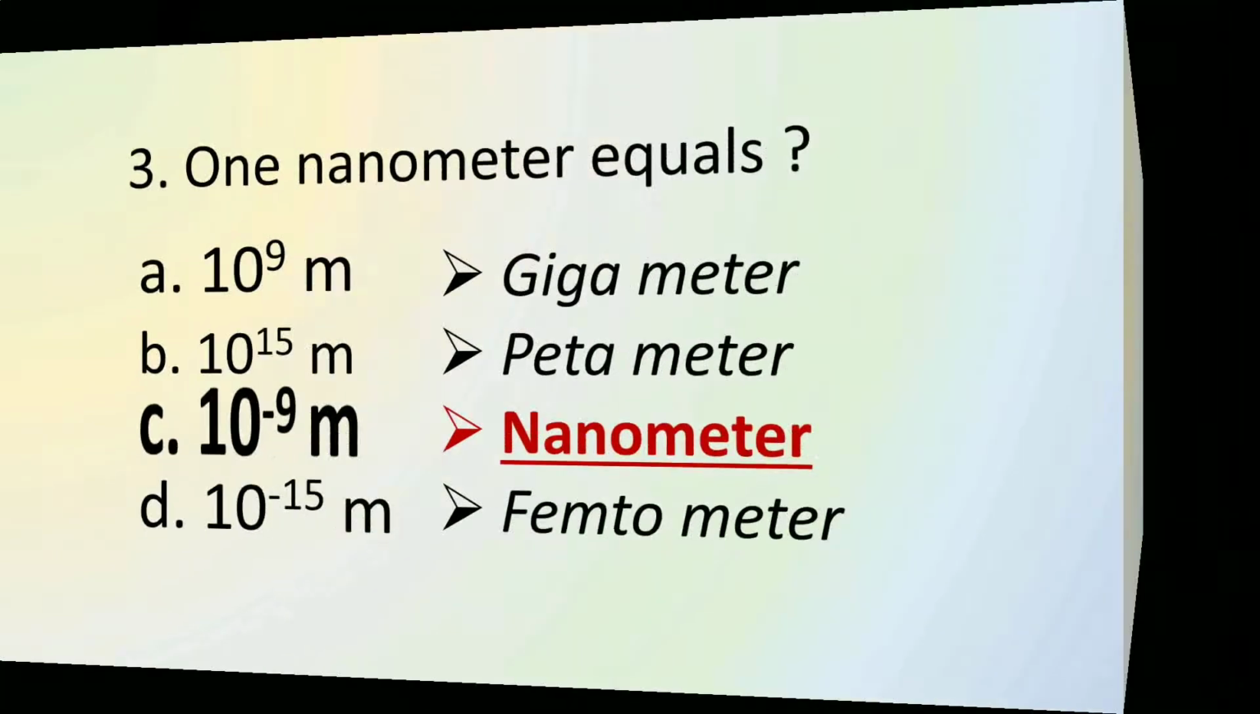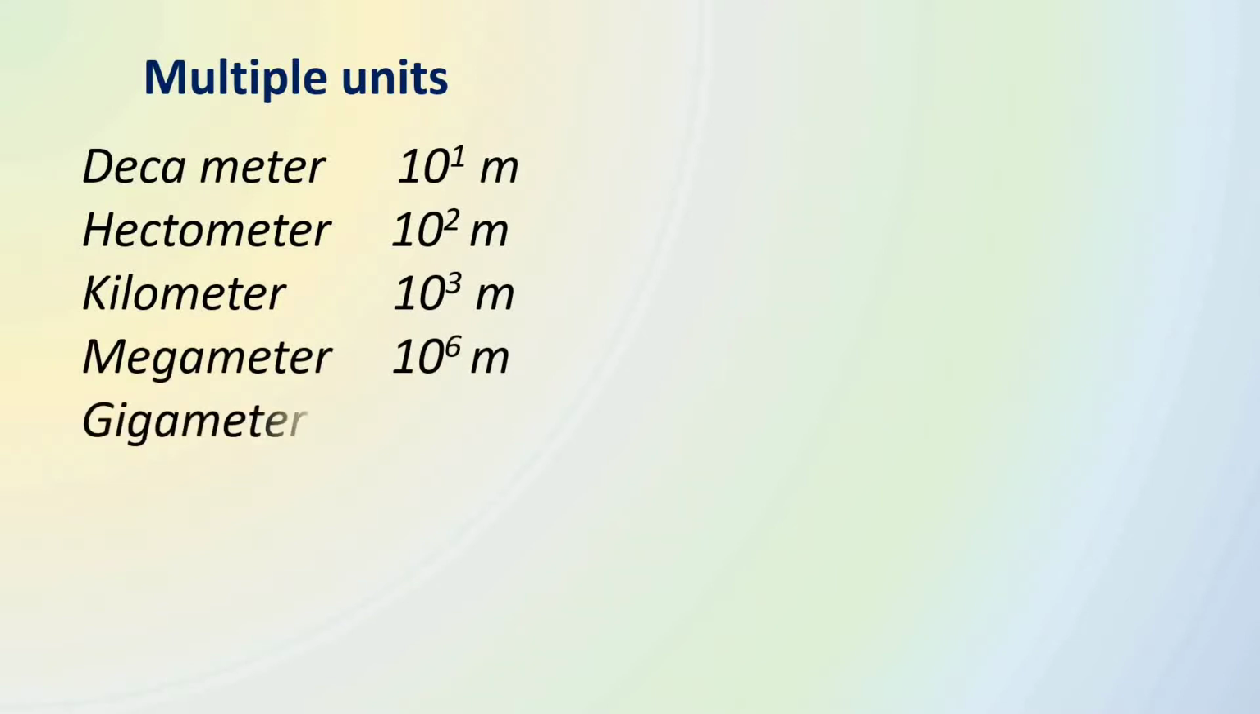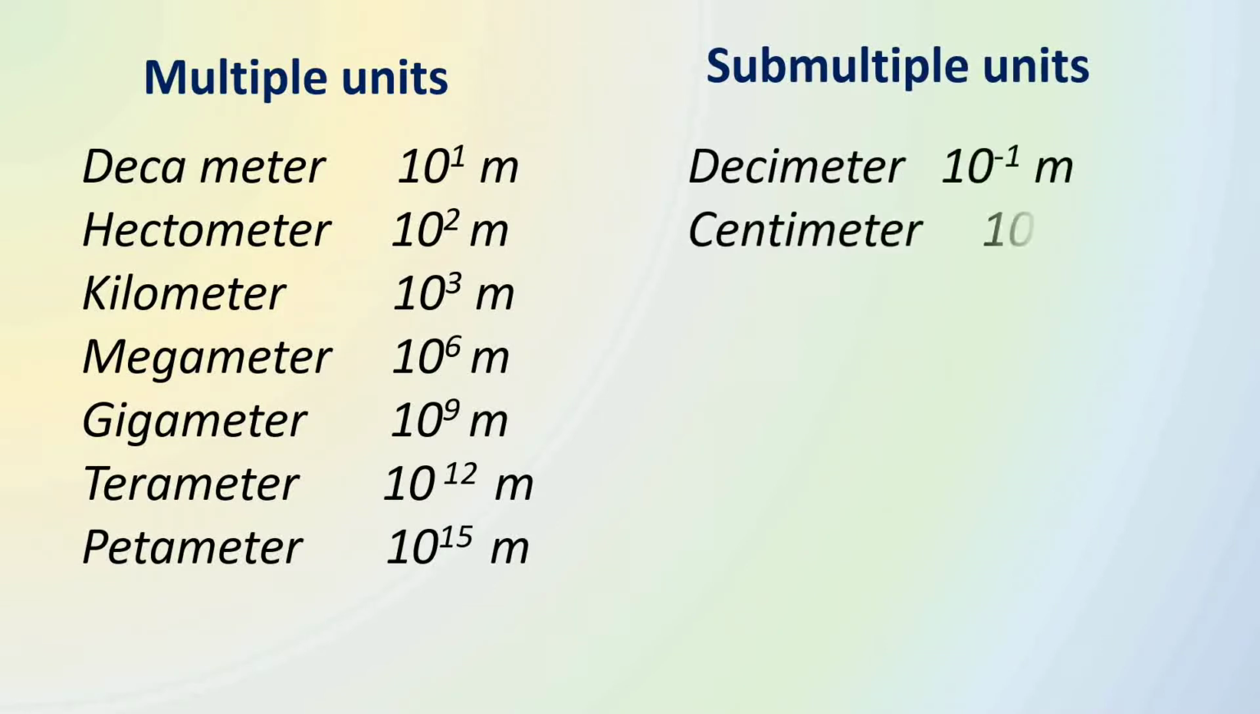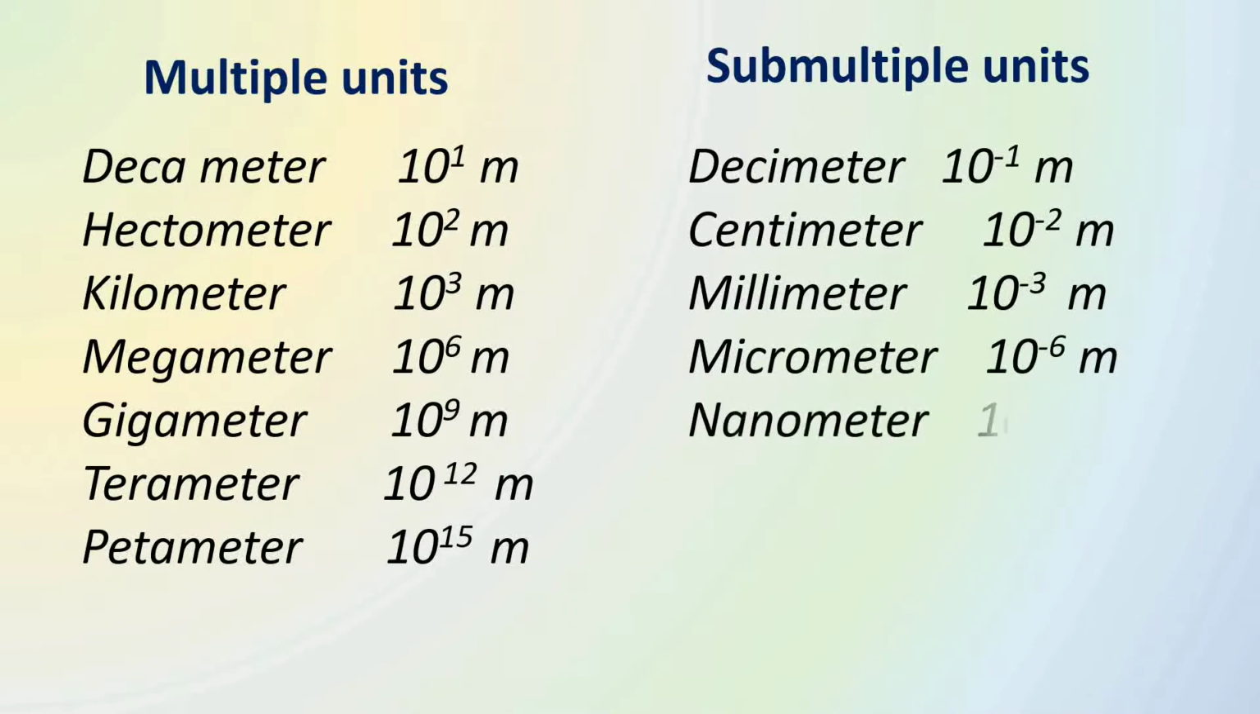Let's look at other multiple units and sub-multiple units of meter. The multiple units of meter include decameter, hectometer, kilometer, megameter, gigameter, terameter and petameter. The sub-multiple units of meter include decimeter, centimeter, millimeter, micrometer, nanometer, picometer and femtometer.